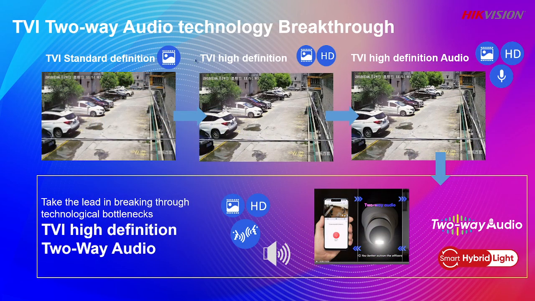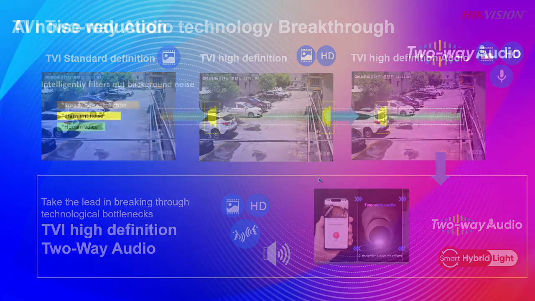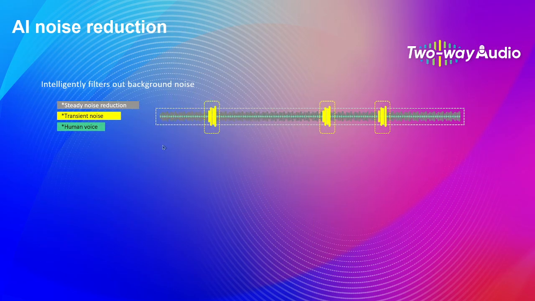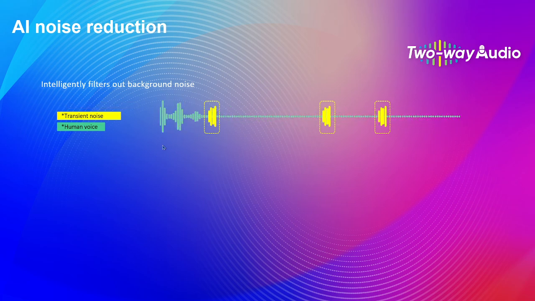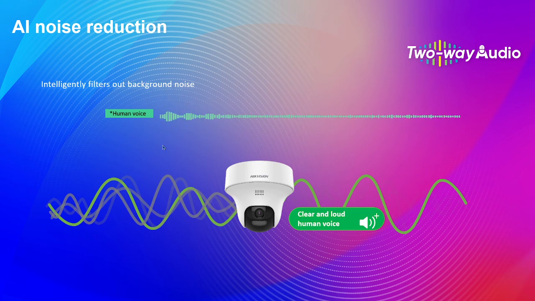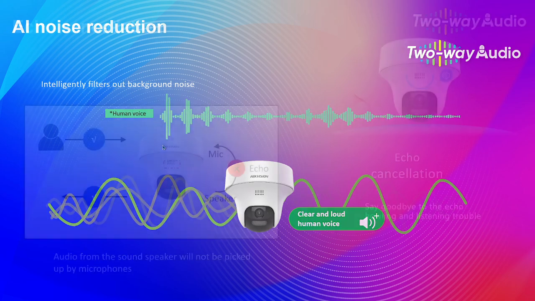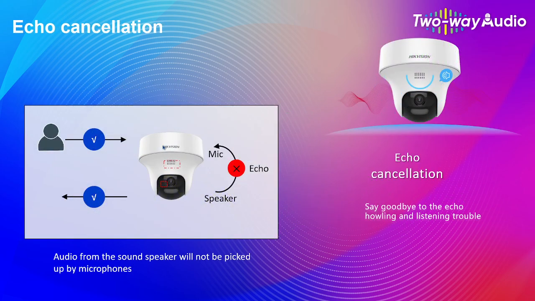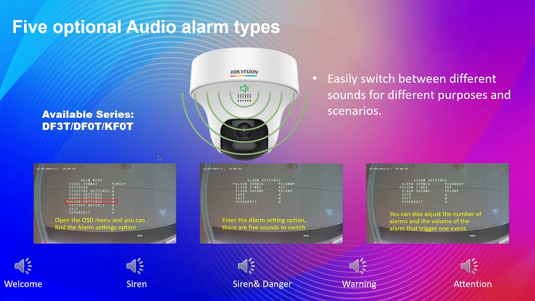Then you have Turbo HD 8.0, where we provide TVI two-way audio technology, a breakthrough from HIKVISION. So HIKVISION gives you a camera that has a mic and speaker and achieves smart hybrid light. Then you have AI noise reduction in the audio. So we provide a clear and loud human voice in the audio solution. We filter noise from the video. We get so many frequencies, but we pick the correct audio and project it to the user, eliminating even echoes between the mic and speaker. Since the mic and speaker are close to each other, the camera still has echo cancellation ability.